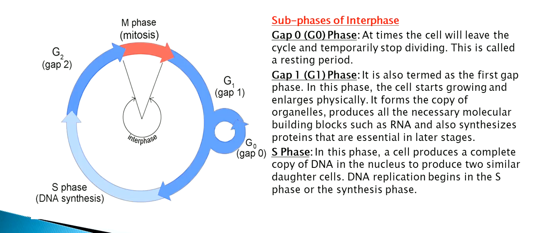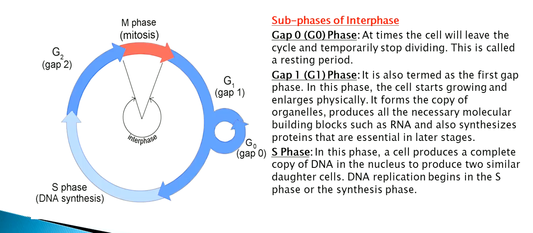Subphases of interphase. Gap 0 or G0 phase. At times, the cell will leave the cycle and temporarily stop dividing. This is called a resting period. G1 phase. It is also termed as the first gap phase. In this phase, the cell starts growing and enlarges physically. It forms the copy of organelles, produces all the necessary molecular building blocks such as RNA, and also synthesizes proteins that are essential in later stages.